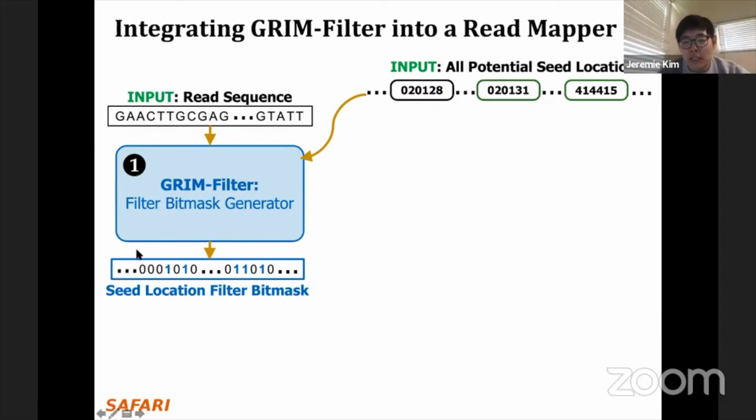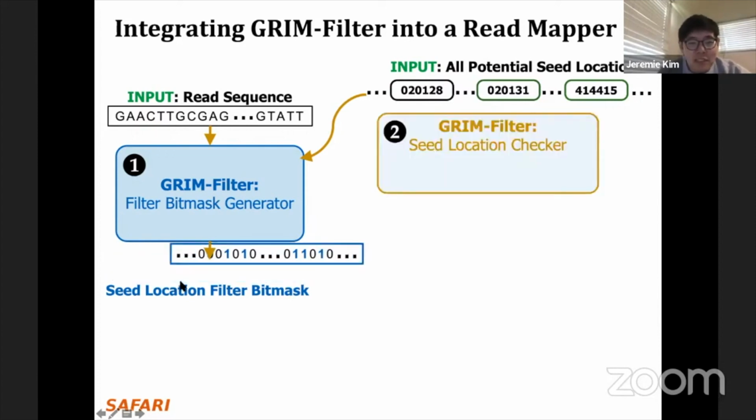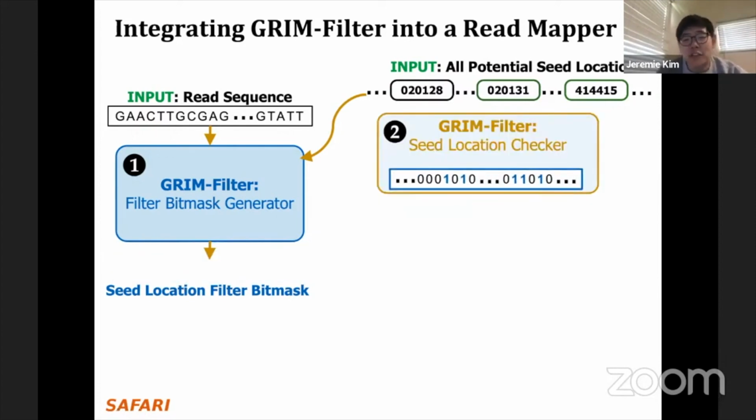And so it'll spit out a seed location filter bit mask where 1 indicates, yes, you have to check this bin for existence, and 0 indicates, no, it's definitely not there because there weren't enough tokens. So we send this bit mask over to a seed location checker, which compares it to the potential seed locations, and only passes on the seed locations that pass, which is basically the indices that have a 1. Anyone that has a 0 is discarded.